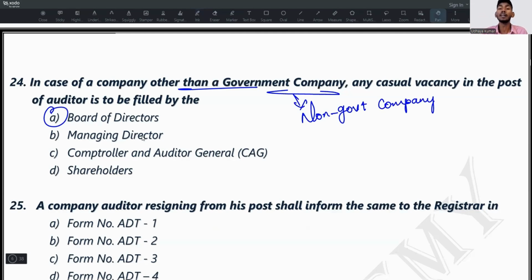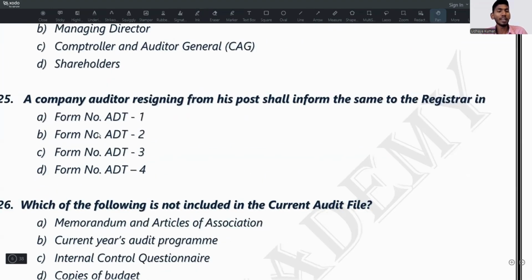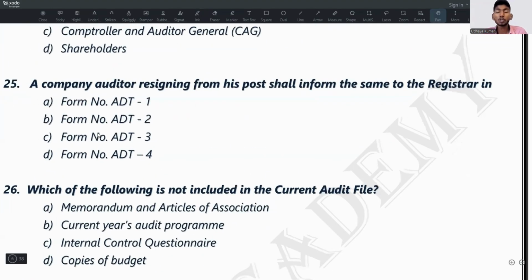What is the time limit? Within 30 days. If it is a government company, the C and AG fills it. What is the time limit again for a government company? 30 days. Moving to the next question, question number 25: a company auditor resigning from his post shall inform the same to the registrar in which form? Form number ADT 3. You might ask, what is form number ADT 1?